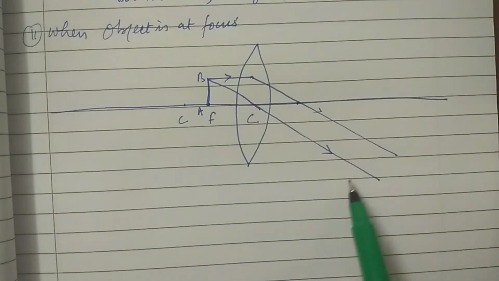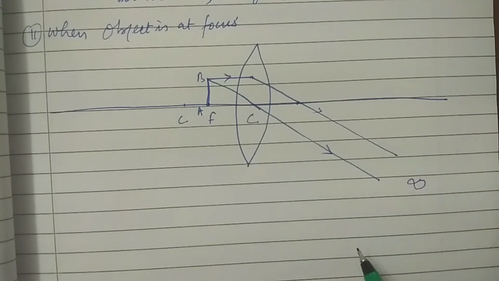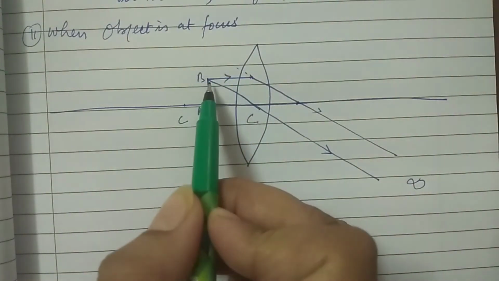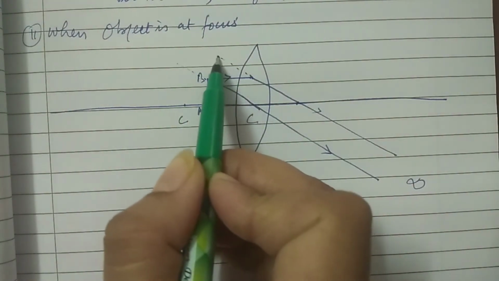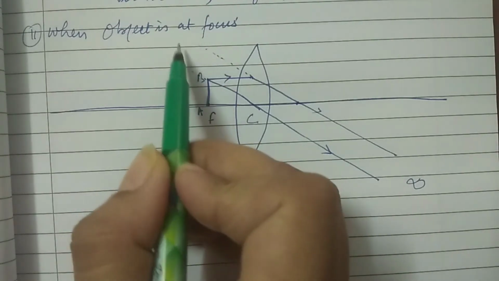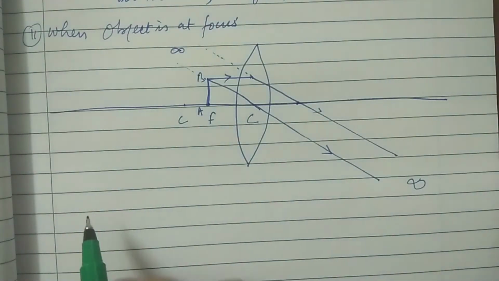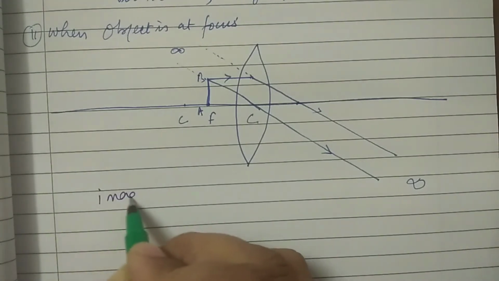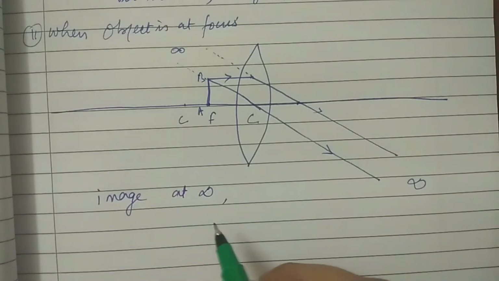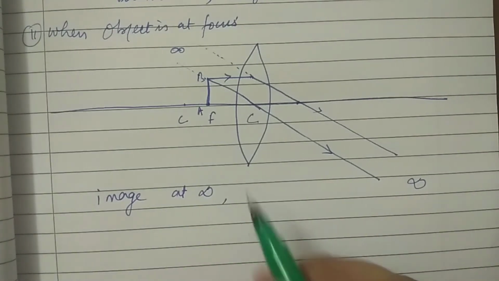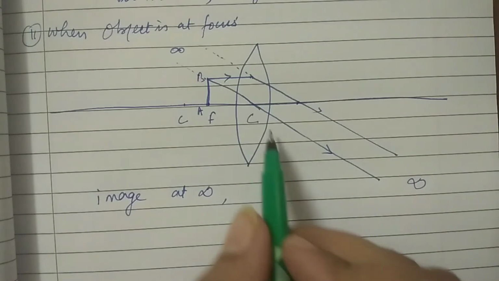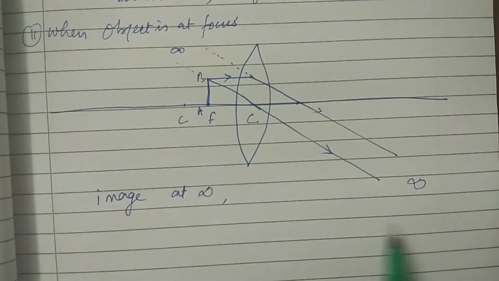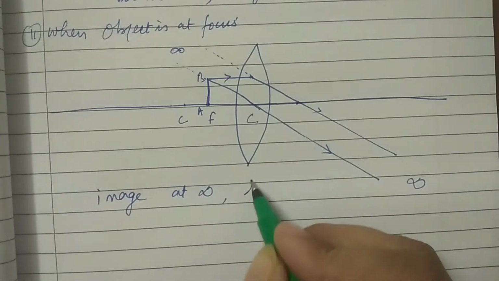Now you can see both of these two rays are parallel, and it is assumed that parallel rays would meet at infinity. Whether you are extending them in the forward direction or in the backward direction, they would remain parallel. So these types of rays will meet at infinity. This is assumed. So here the image would be formed at infinity. And you can see they are going, and here a highly magnified image we will get.